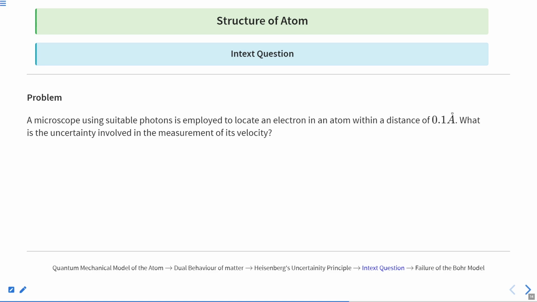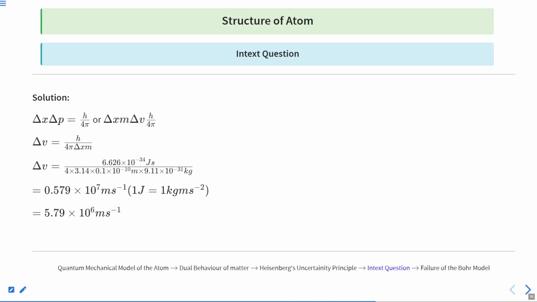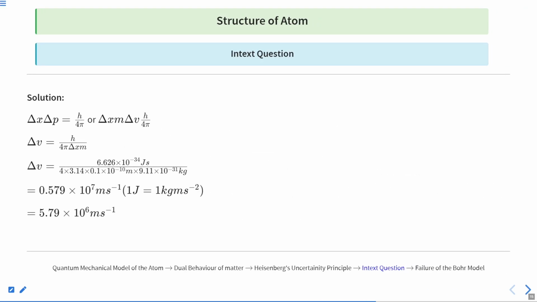So let's see. Delta x into delta p is h by 4 pi. If you put the value of p as mv, m will be coming out. That will give you h by 4 pi. So delta v will be equal to h by 4 pi delta x m. Clear? Then delta v can be calculated as this value: 6.6 into 10 to the power minus 34 by 4 into 3.14 into 0.1 into 10 to the power minus 10 and 9.11 into 10 to the power minus 31. If you just calculate this, you will get your value as 5.79 into 10 to the power 6.